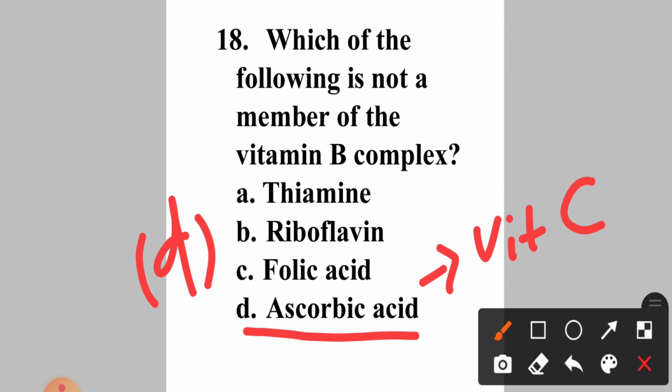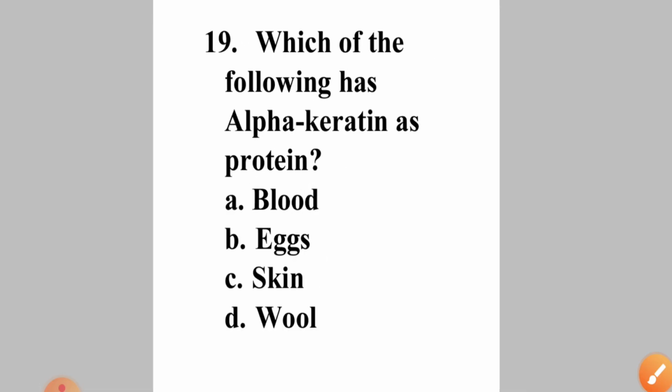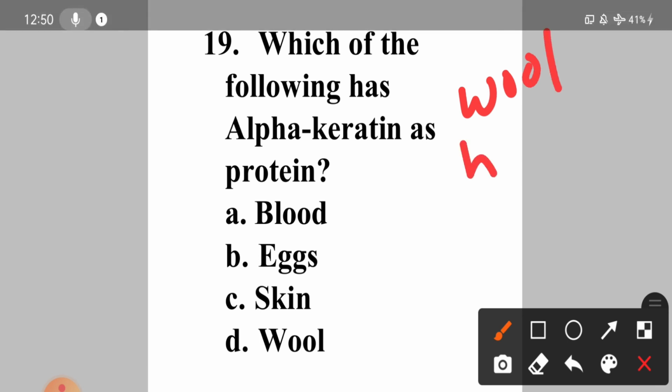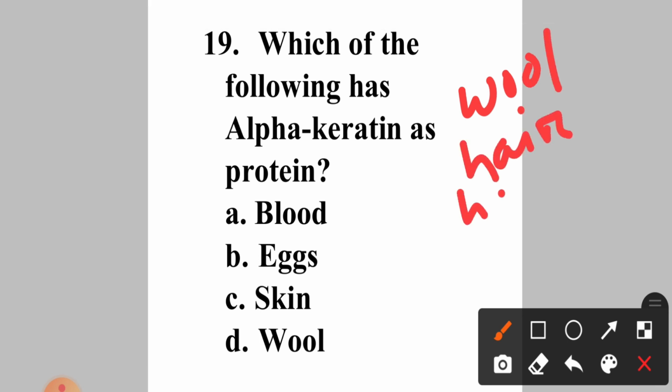Now come to question number 19. Which of the following has alpha keratin as protein? Option A, blood. B, eggs. C, skin. D, wool. Okay, so alpha keratin is found in hair, wool, horn and tail. So answer will be option D, that is wool.